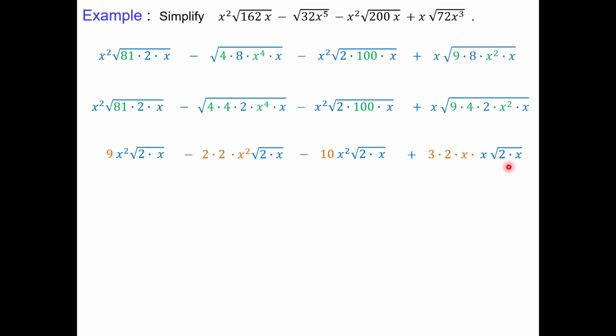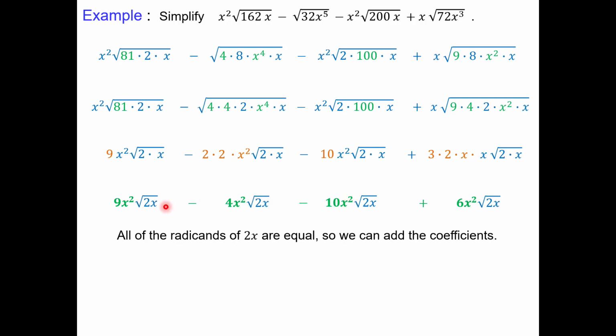And then notice, after we simplify a little bit, we have all of the same radicals. Okay, so all of the radicals, what's remaining inside a square root is the same. It's all square roots of 2x. So we can combine because these are all the same radicals. So we have 9x squared minus 4x squared minus 10x squared plus 6x squared times square root 2x. And then we can just simplify that, and we get x squared square root 2x.